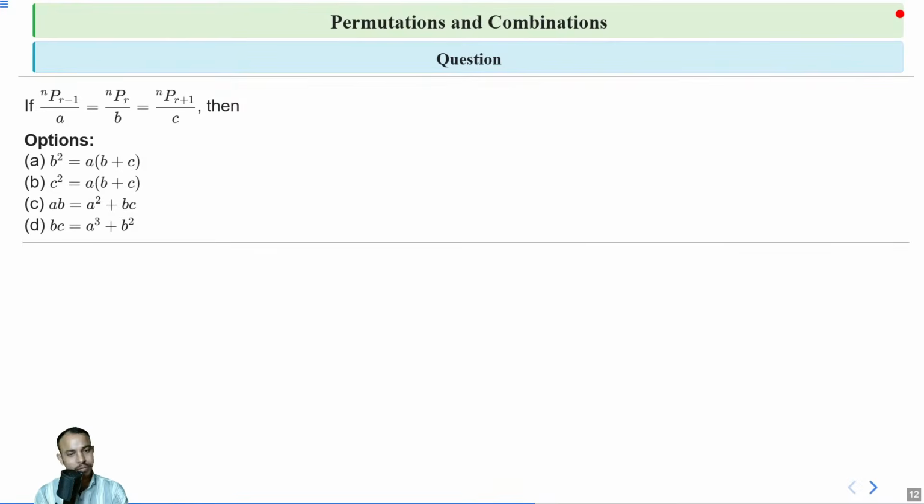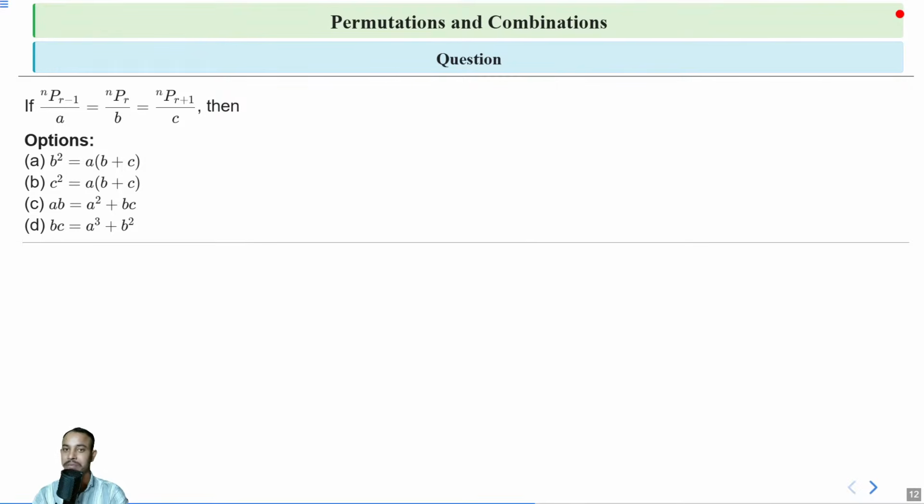So in this question we have these equations: nPr minus 1 divided by a equals nPr divided by b equals nPr plus 1 divided by c. Okay, and then you have four options, so you have to choose the correct answer from the given four options. So how can you do it? First take two quantities, nPr minus 1 divided by a and nPr divided by b. Then take the second and third and simplify them, and you will get the relation between a, b and c.